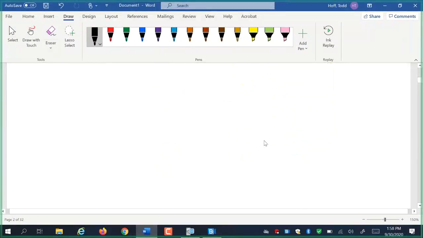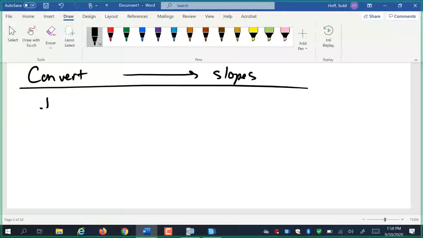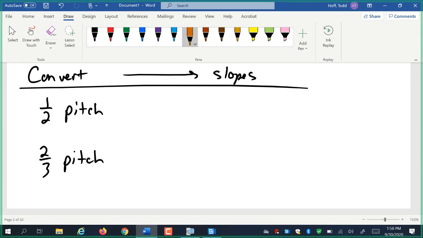So in your notes, I want you to convert these to slopes. A 1/2 pitch and a 2/3 pitch. We'll go over them in a minute.